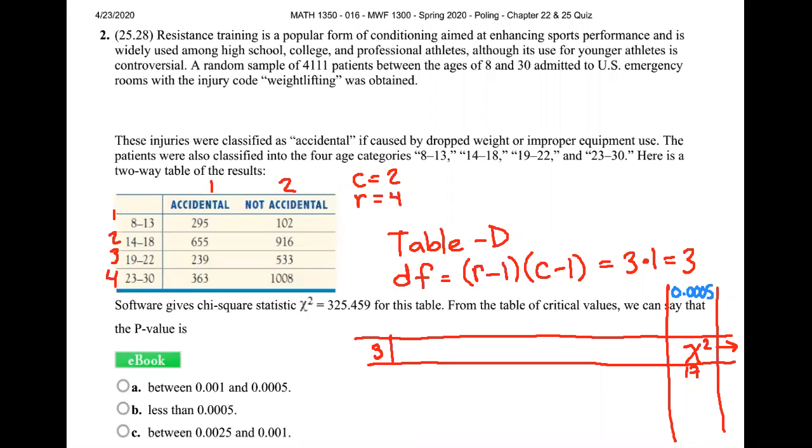As chi-square gets larger, if you read across the blue row at the top, which are p-values, you'll see that the p-value is getting smaller. So as chi-square gets larger, p-value gets smaller. So we are actually less than that 0.0005 that's listed in table D.